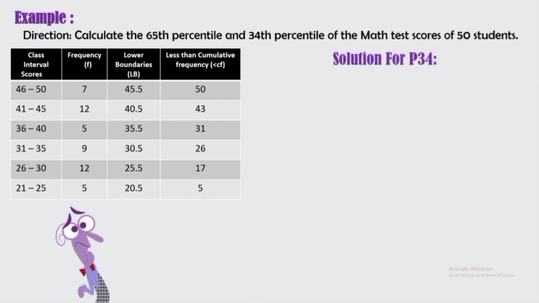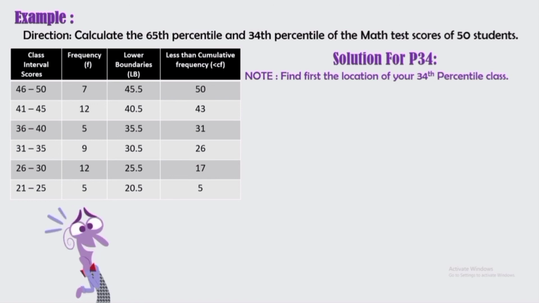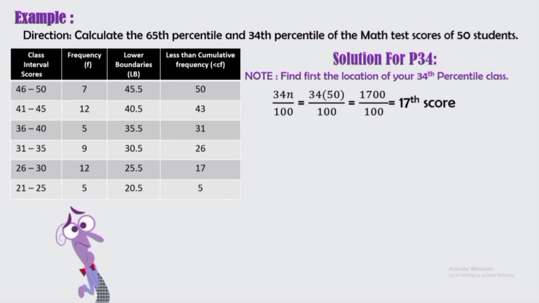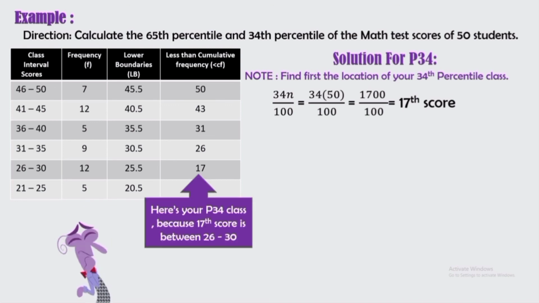Solution for the 34th percentile. Take note, find first the location of the 34th percentile class. 34 times the number of students divided by 100. 34 times 50 divided by 100. That is 1,700 divided by 100 is equal to the 17th score. Here is your 34th percentile class because the 17th score is between 5 and 17.